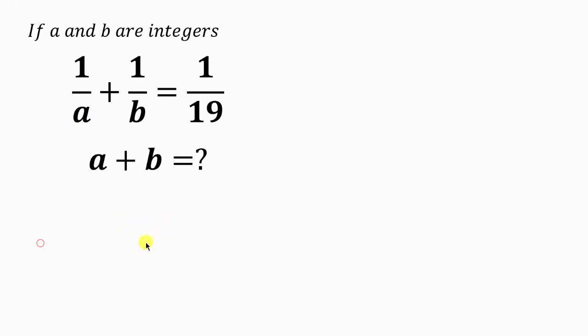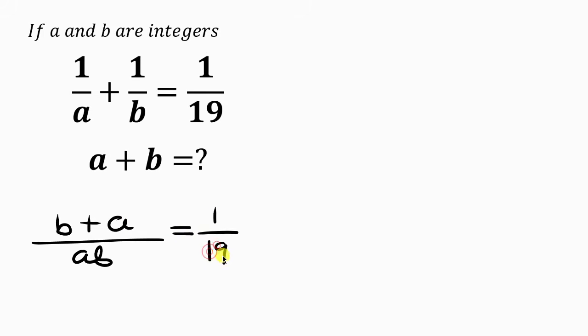So we take the LCM. What is the LCM of A and B? That will be AB. So AB divided by A, we have B. So B times 1 is B, plus AB divided by B, we have A. So A times 1 is A. And this is equal to 1 over 19.